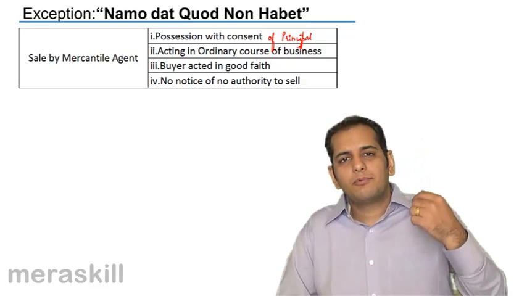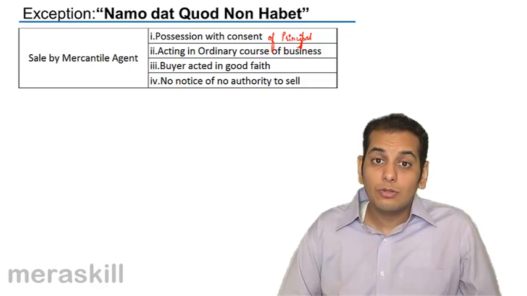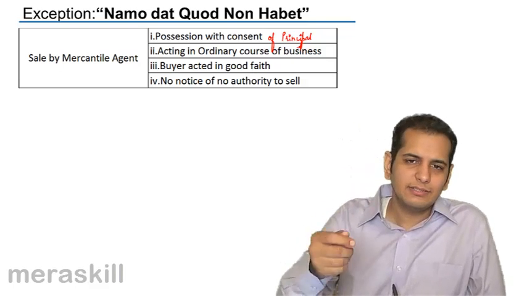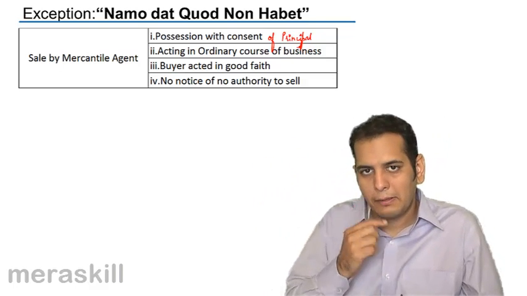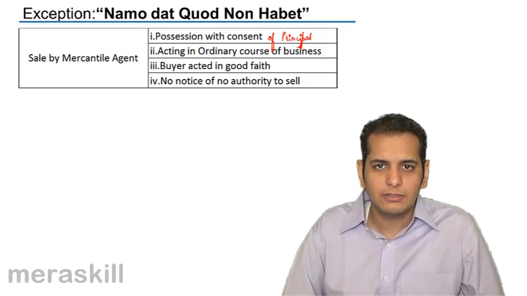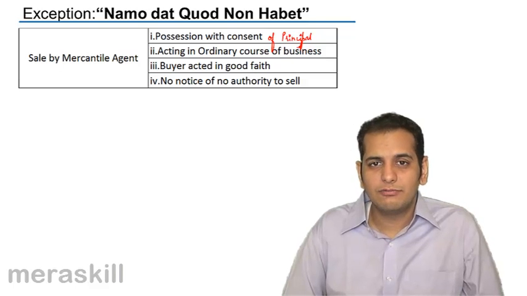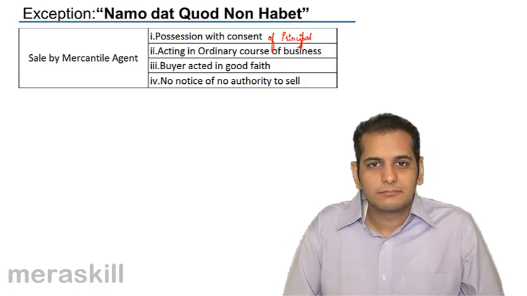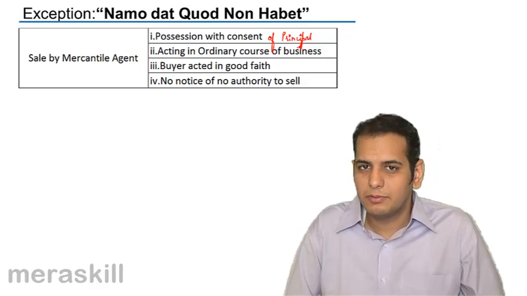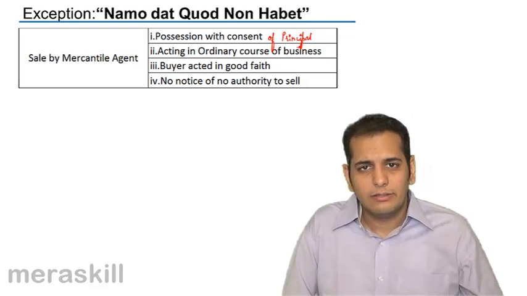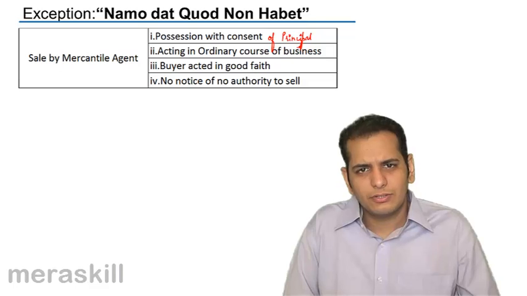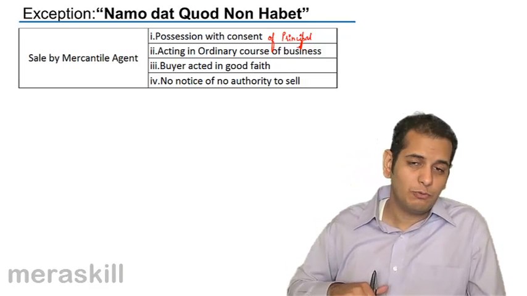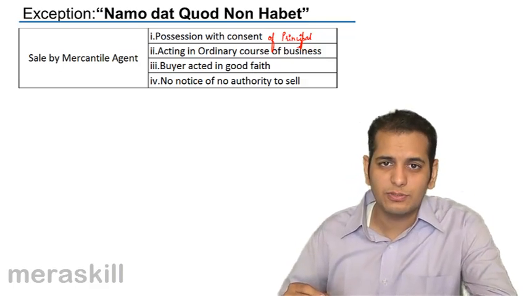Many times what happens is, the principal serves a notice of no authority to sell to the agent. That is, he tells the agent that now you are not supposed to sell. So that means the agent now does not have the authority to sell. And if he sells, even after being served such notice, then there cannot be a proper sale. Then the agent will be personally liable for such a sale. However, if he does not have any such notice and is acting under the authority of the principal in the ordinary course of business, then there should be no problem in selling. A mercantile agent can transfer a good title to the buyer.